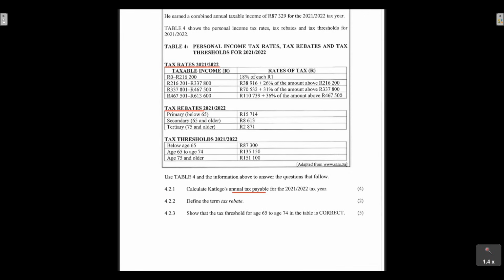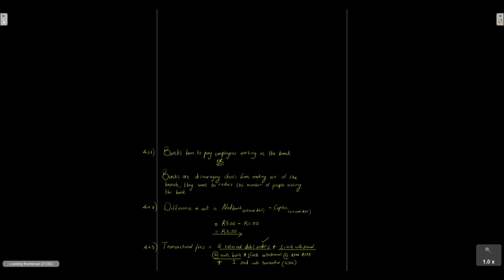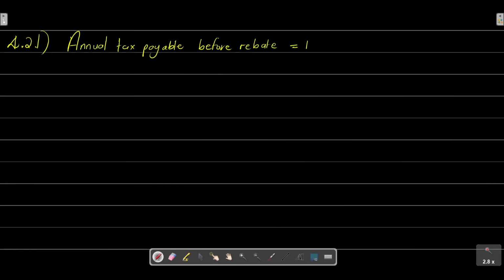So we already know that Katlao gets paid 87,329. 87,329 falls within the first tax bracket. To calculate the tax, we are going to take that 87,329 and multiply it by 18%, because we know that the rate of tax is 18% of the annual taxable income.